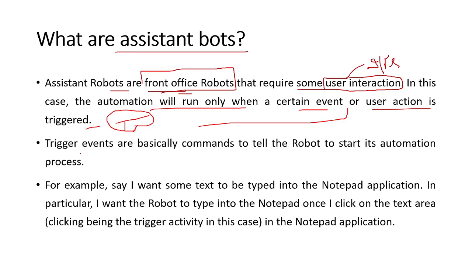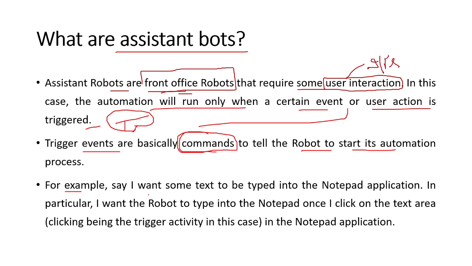Okay, so basically what are trigger events? Basically they are nothing but commands. Remember what trigger events mean? They are basically commands or instructions to the robot to proceed further or to do the task. Clear, make it simple. So for example, the author has given a simple example here.